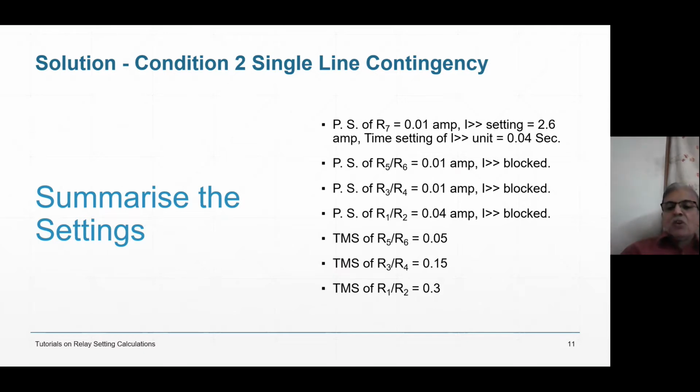R5, R6 is 0.05, R3, R4 0.15. R3, R4 you could keep 0.15 because it is nothing like backing up. In the earlier case, you had to check up backing up and therefore R3, R4 was probably 0.2. Here it is 0.15, so faster operation is possible. TMS of R1, R2 based on the same principle, 0.3.